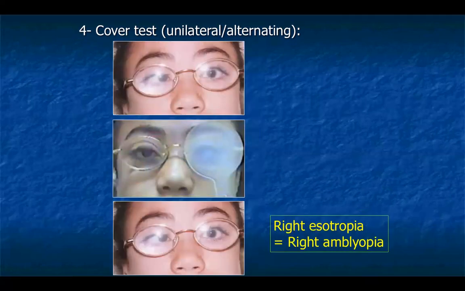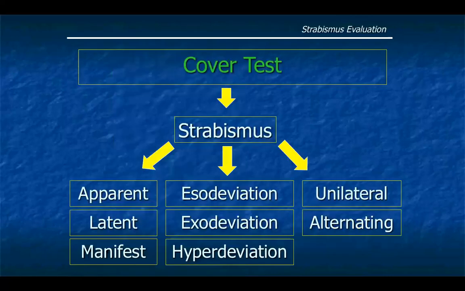This girl has right esotropia. We cover the left eye, the right eye becomes straight. But once we remove the cover, the right eye immediately squints again. So she has right esotropia, which is a sign of right amblyopia. So the cover test diagnosed the type of strabismus, whether it's apparent, latent, or manifest, an esodeviation, an exodeviation, or a hyperdeviation, and whether it's unilateral or alternating.